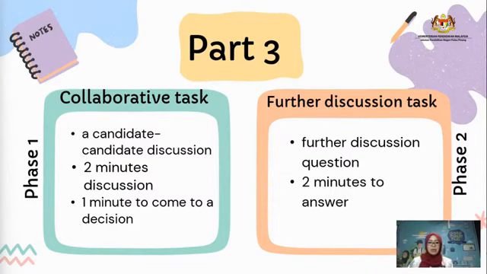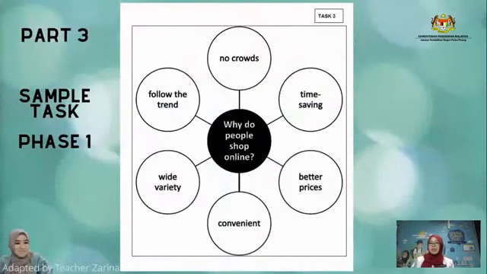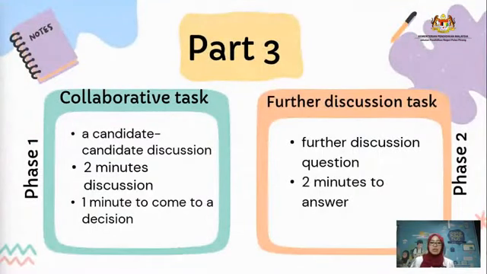So this is the sample question for part 3 in phase 1. In the middle is the question, why do people shop online, and the surrounding ideas in the mind map. Let's go back to the previous slide. After they have discussed for 2 minutes, they have another 1 minute to come to a decision on what could be the best solution or idea based on the task given.